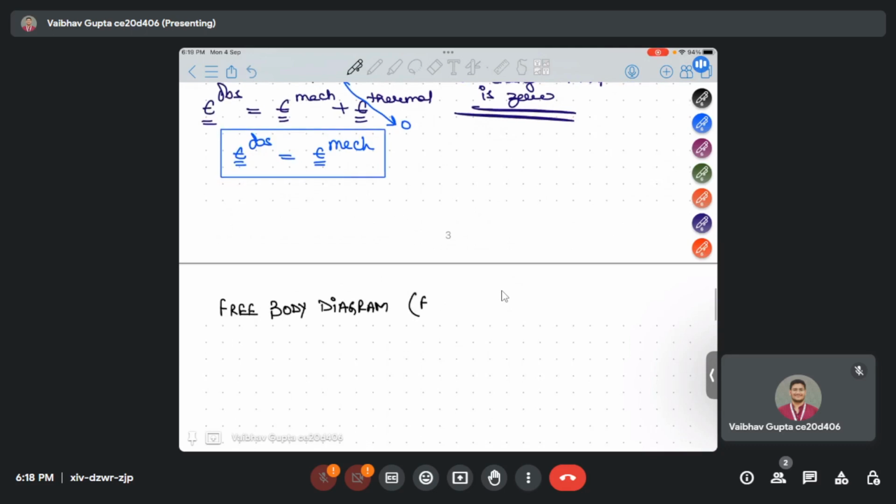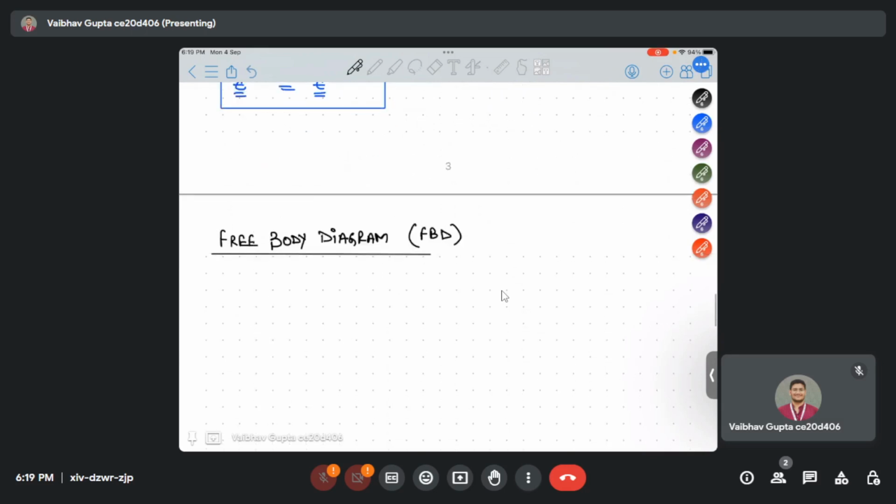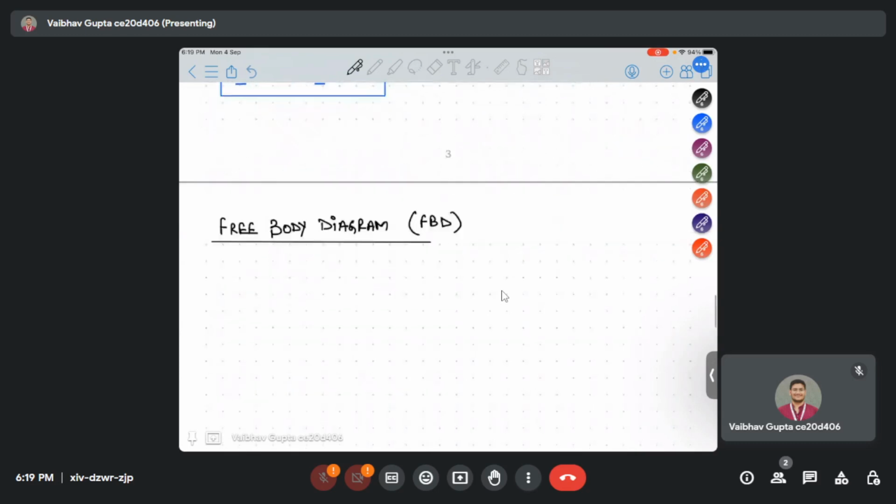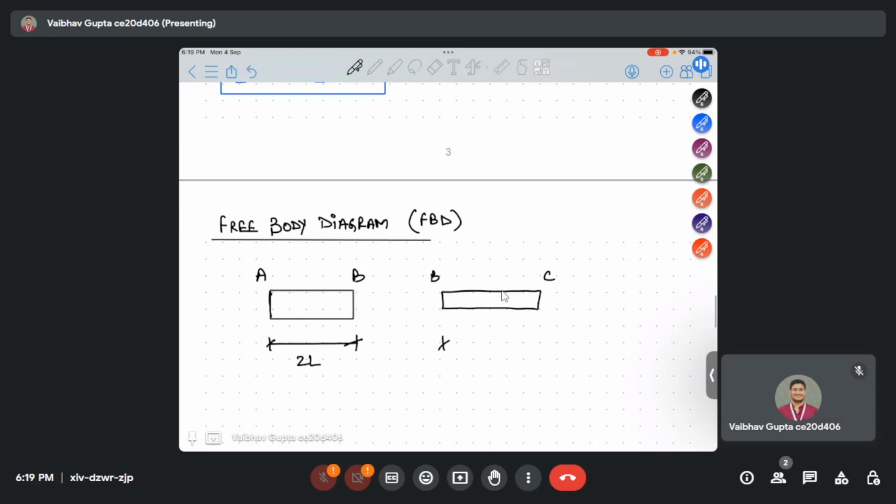Okay, from next time I will write FBD, free body diagram. So we'll just separate the element as AB and BC and find out the forces. Okay, this is AB and this smaller one is BC. This length is 2L and this is L. It is given in the question.